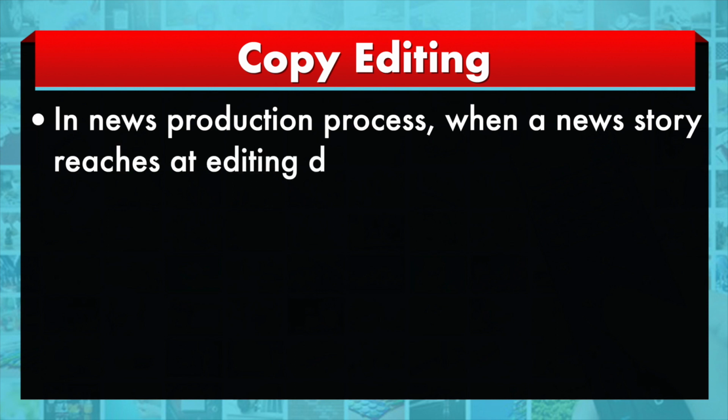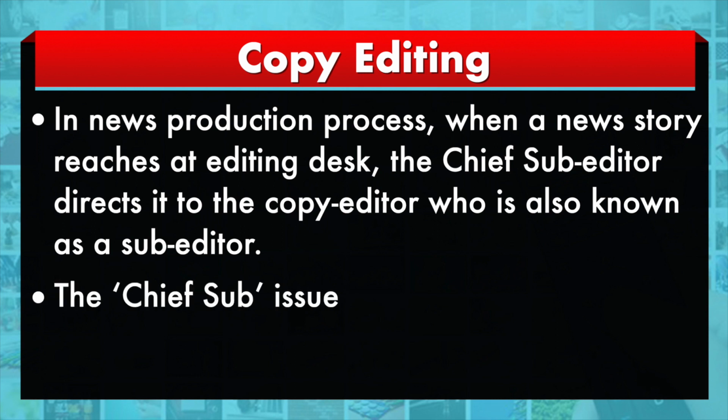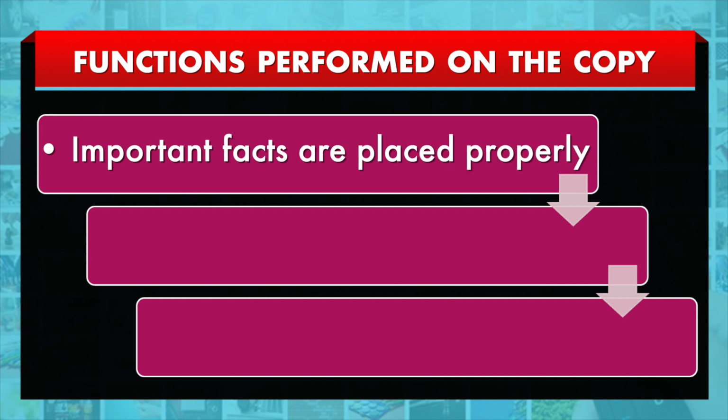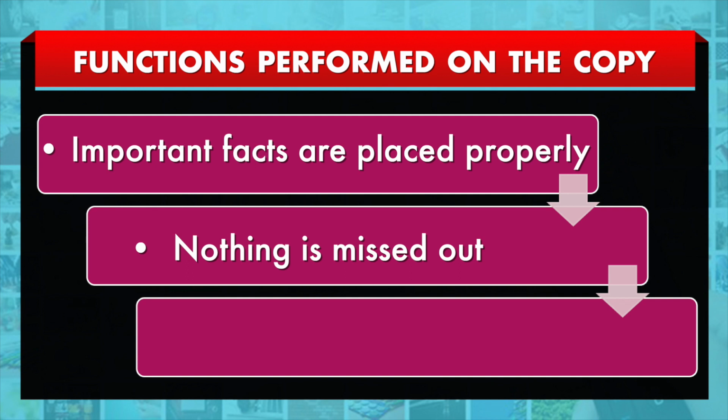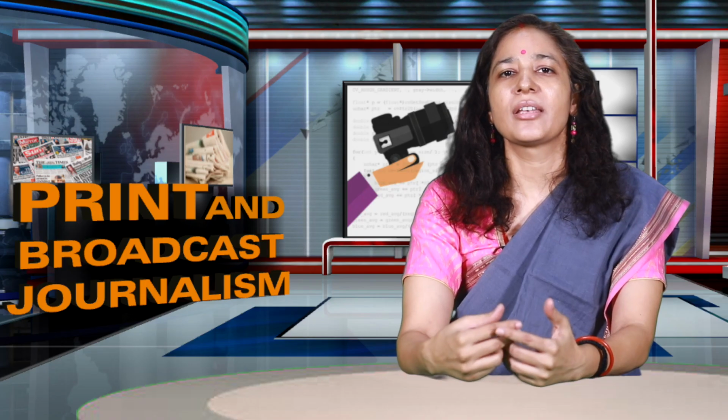In the news production process, when a news story reaches the editing desk, the chief sub-editor directs it to the copy editor, who is also known as a sub-editor. The chief sub issues the needed directions for editing of the stories to the team of subs. This team ensures that important facts have been given the suitable place in the story and nothing is missed out. All stories are treated with necessary editing and presentation. And also, the stories are processed well in the stipulated time to reach the printer.